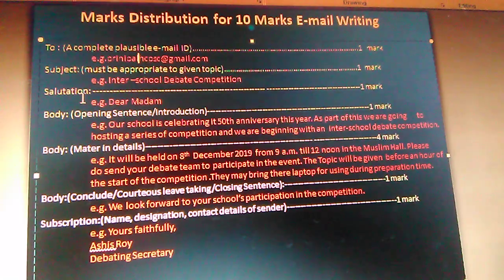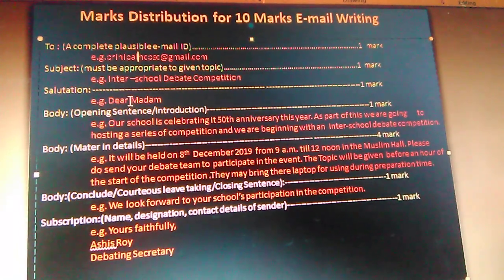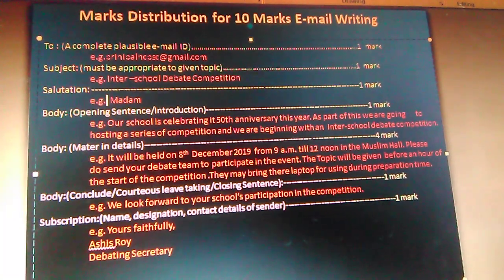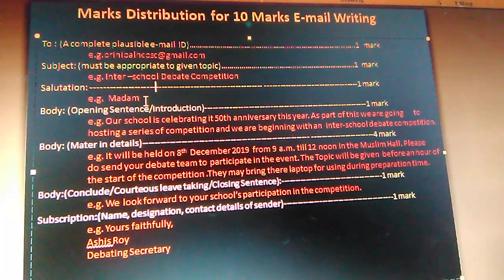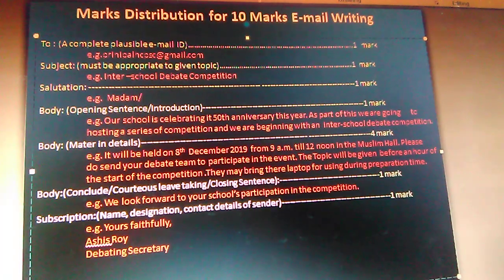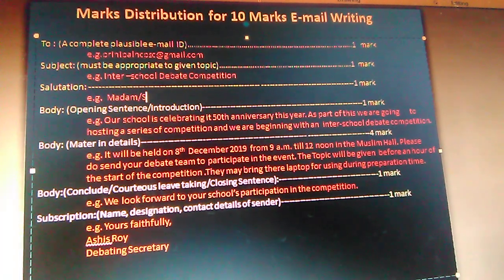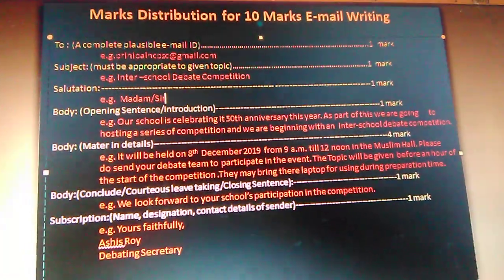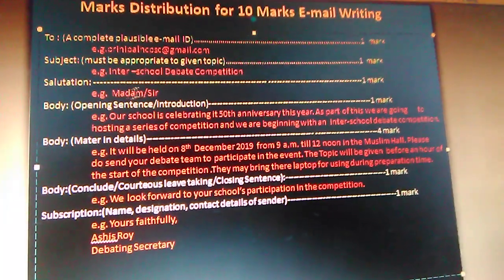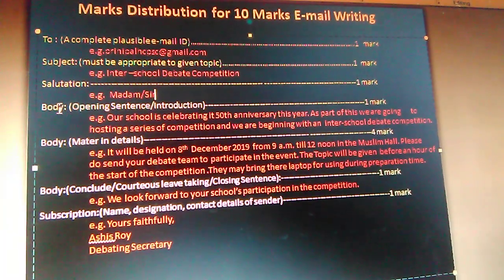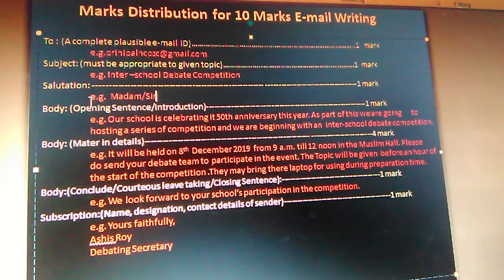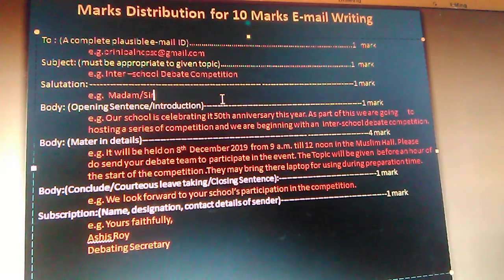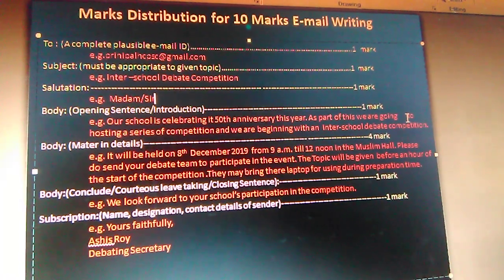Then salutation, Dear Madam, or you can write here only Madam or Sir. Here, as it is the principal, you can write Madam or Sir. Then body: if you write this salutation properly, then you will get 1 mark. Then the body, opening sentence or introduction, where you are going to open your topic.